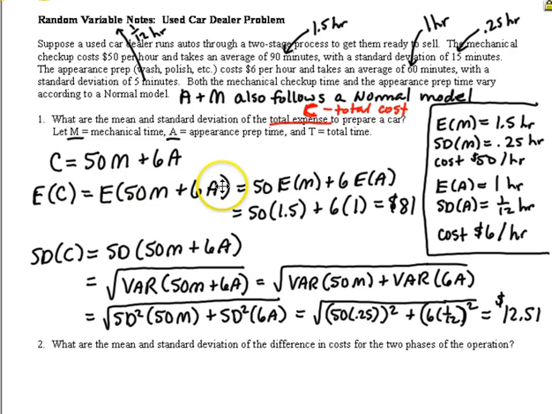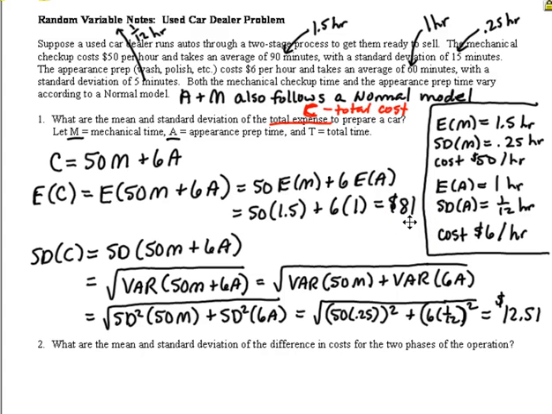Well, we know that if we add two random variables, we add their expected values. If we multiply by a constant, we multiply the expected value by a constant. So it's just 50 times the expected value of M plus 6 times the expected value of A. 50 times 1.5 plus 6 times 1 equals $81. Okay, so this is the 1.5 hours. That's our expected mechanical prep time. Our expected appearance prep time is 1 hour times the amount of money per hour, $81.